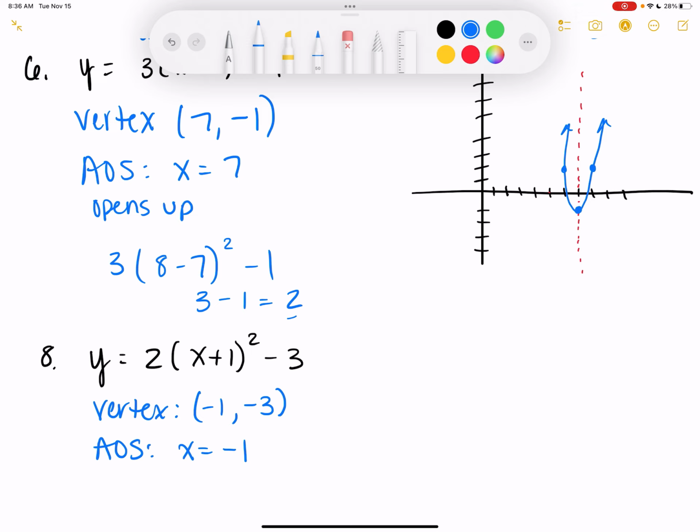Does this one open up or down? I say up. Opens up.